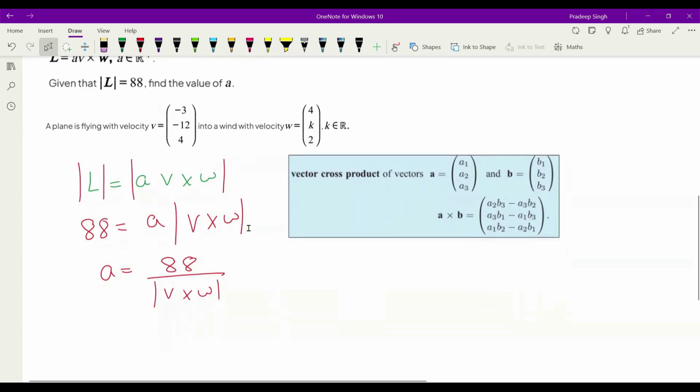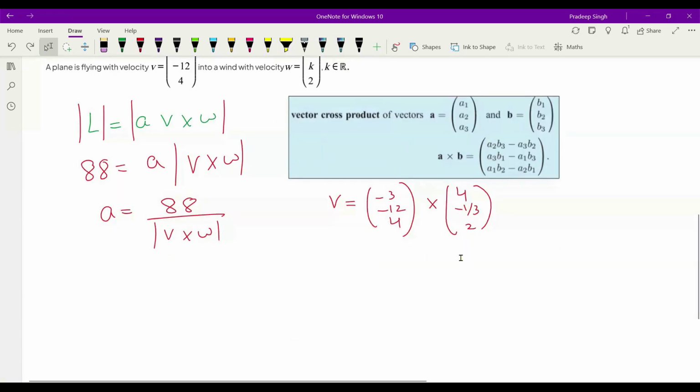We have to find V cross W. So V is, let's write it down, -3, -12, and 4. And we are supposed to take the cross product with the W vector, which is 4, and K we had found out as -1/3, and 2. Let's solve the vector product using this particular formula. So let us write V cross W will be equal to, it is going to have three components, X, Y, and Z. For the X component, we'll write -12 multiplied by 2 minus 4 into -1/3.